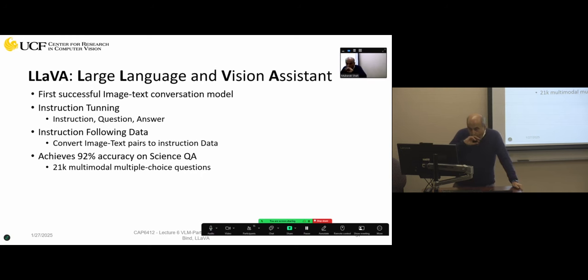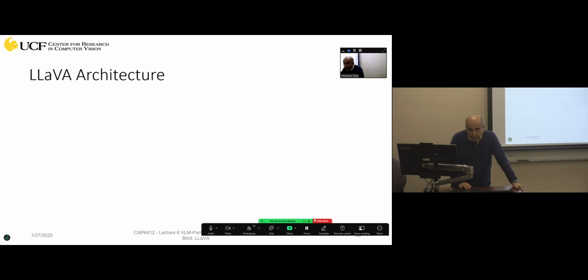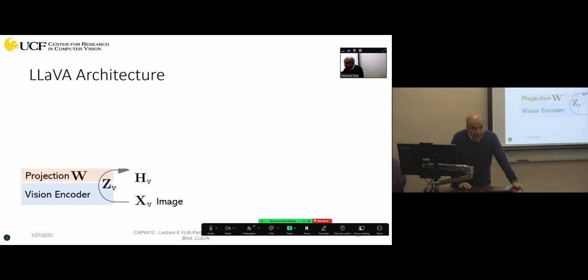So they had these 21,000 questions and 3 subjects, 26 topics, and 127 categories, and 379 skills. Okay? And the LLaVA architecture is very simple.